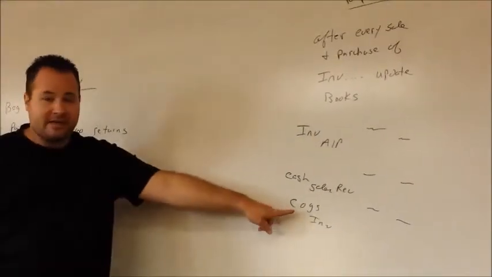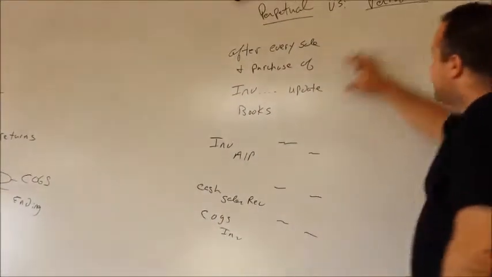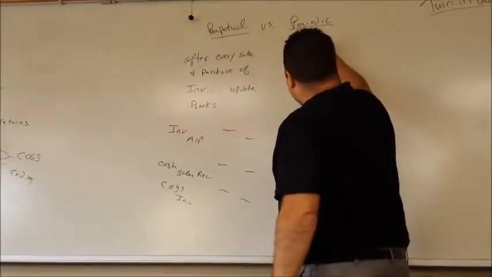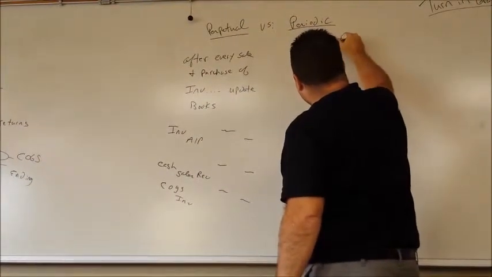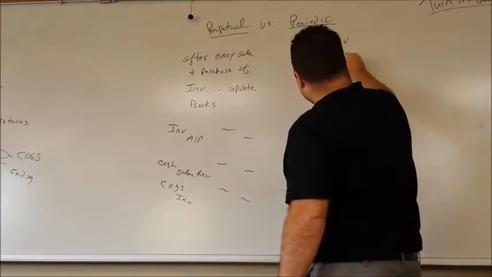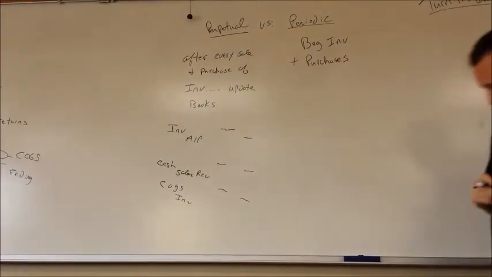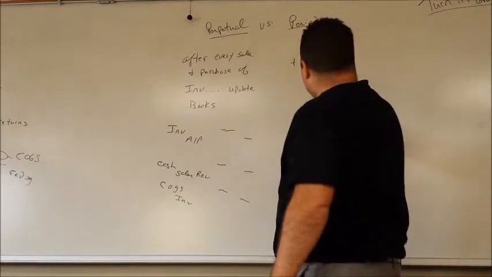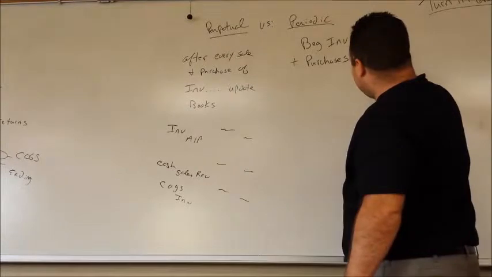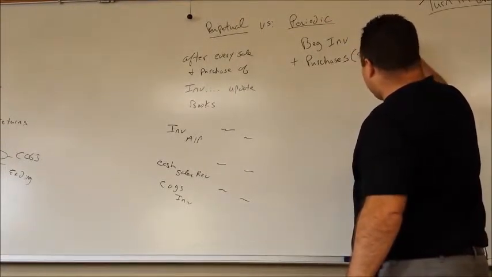Now this way is definitely more up to date, but it may not be practical. So your periodic, how it's kind of laid out, kind of a formula, you take your beginning inventory, add in any of your purchases that you bought since you counted your inventory. And included in this purchase number would of course be any shipping that you had to pay for. So FOB shipping point.